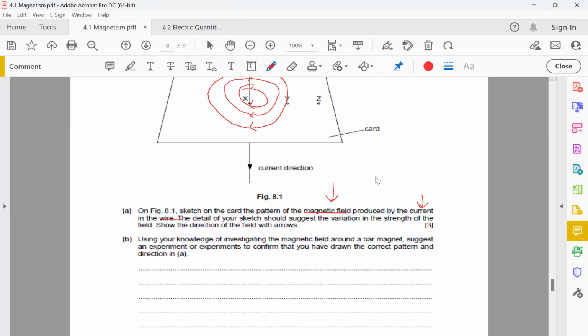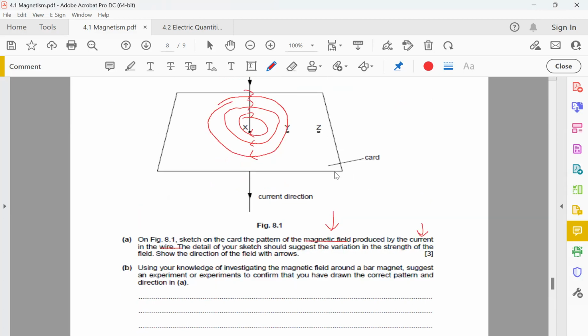Easy. Easiest 3 marks of your life. Just drawing 3 circles, right?